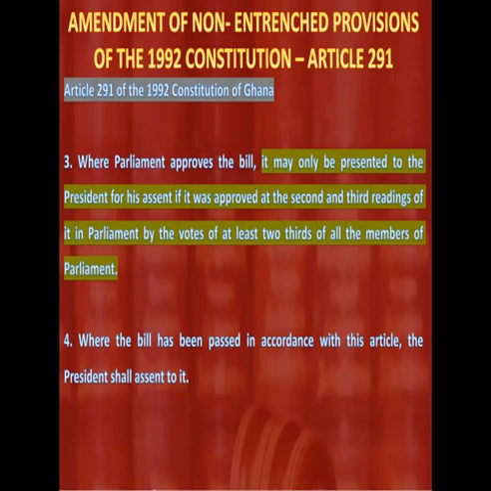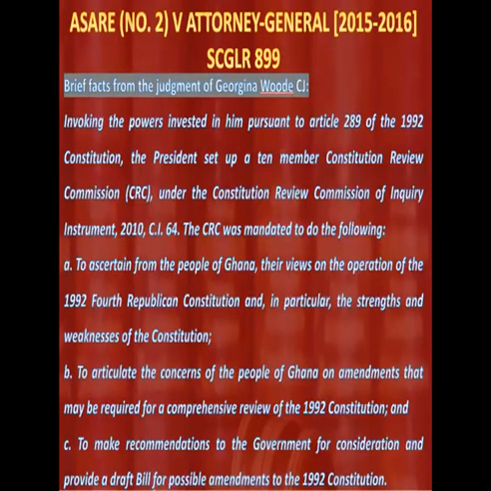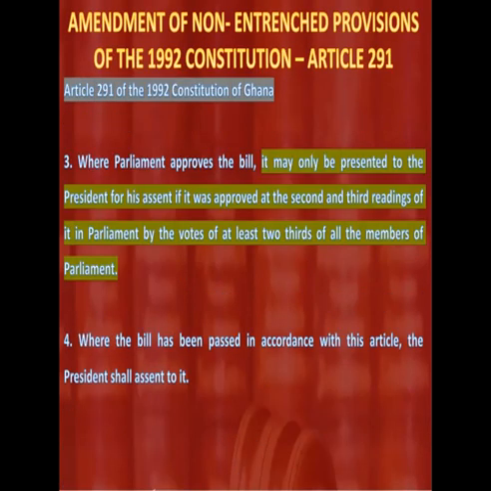These are the steps. But remember, very important is Article 292, clause 1A. It says that a bill for the amendment of this constitution, which has been passed in accordance with this constitution, shall be assented to by the President only if (a) it is accompanied by a certificate from the Speaker that the provisions of the Constitution have been complied with in relation to the Act. What this means is that if at the second and the third readings it is approved, before the President shall assent to it, the Speaker must give a certificate to the President that the Act was passed in accordance with the Constitution, then the President shall now assent to it.